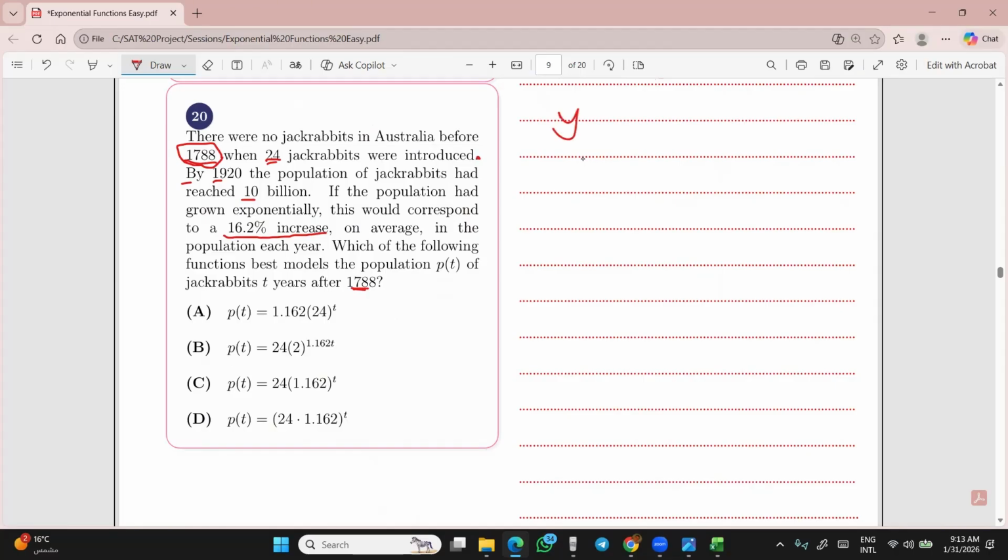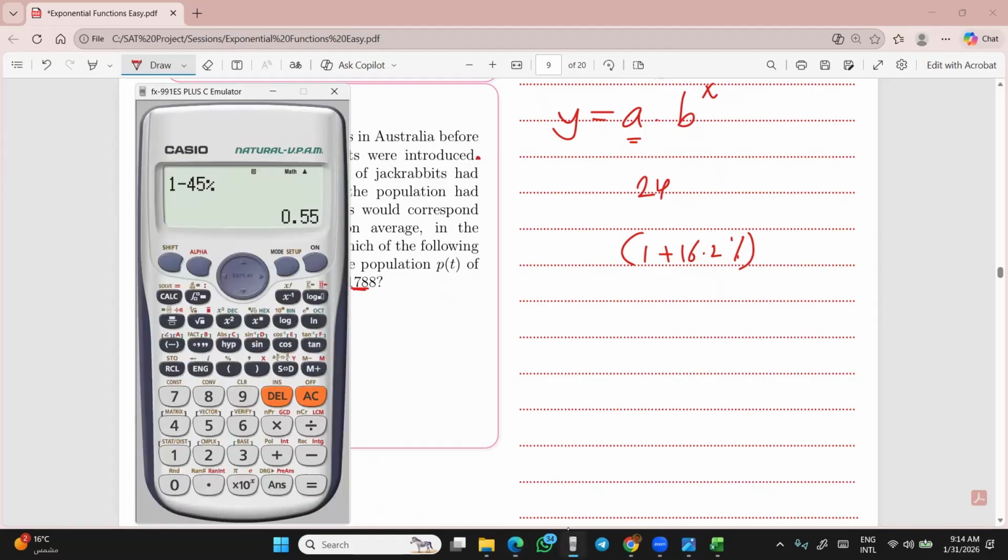So how to write the equation? A times b to the power of x. A is the initial, and the initial was this. Nothing before this date, and then we started with 24. So write 24 at the beginning. Of course, this is not 24. 24 is here or here, so maybe you choose one of these. But how to express the increase? Increase by 16.2% means 1 plus 16.2%. If you just put this on the calculator, you can say 1 plus 16.2, and the percentage is here.